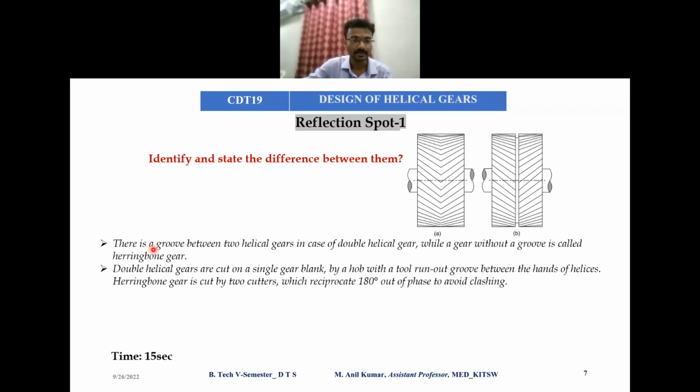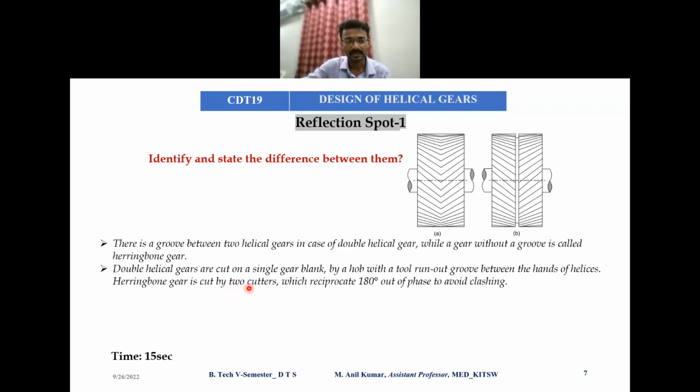If there is a groove between two helical gears, that is called a double helical gear. Without a groove, it is called a herringbone gear. Herring is a fish and it is a herringbone gear, a fish bone type of gear. It will have fish bone type of teeth. Double helical gears are cut on a single gear blank by a hob with a tool run out groove between the hands of helices.